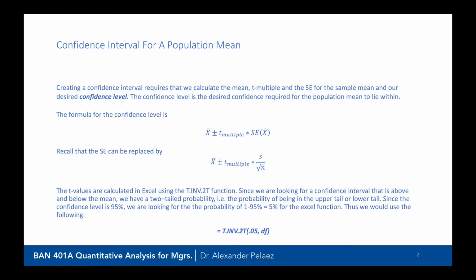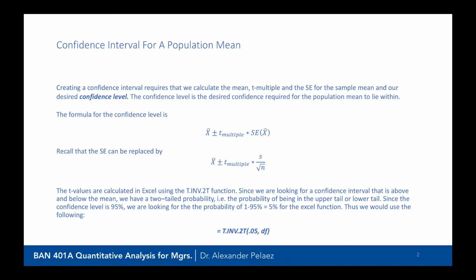Now we're going to look at how we create confidence intervals. And the first one we're going to do is how to create a confidence interval for a population mean. Creating a confidence interval requires that we calculate this t-multiple that we had called before, and the standard error for the sample mean, as well as understanding our desired confidence level.